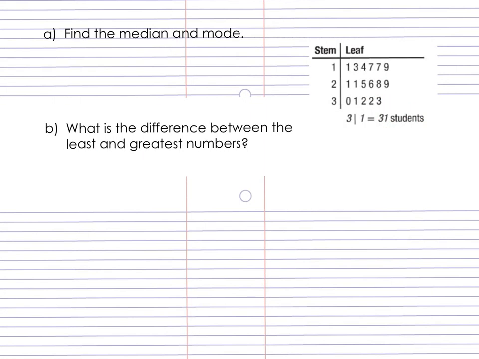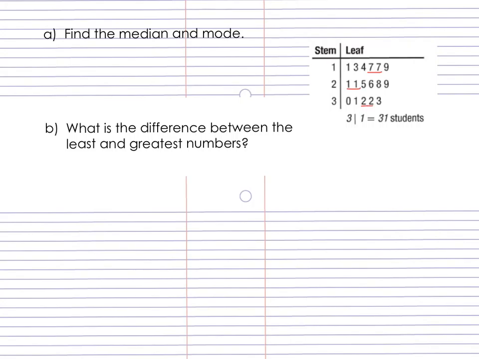All right, let's take a look at another example. Again, I like to find the mode first because I kind of mark things up a lot when I find the median. So let's find the mode. Again, I'm looking for any numbers that repeat more than once, and I'm going to underline them. So I have some 7s that repeat, 1s that repeat, and 2s that repeat.